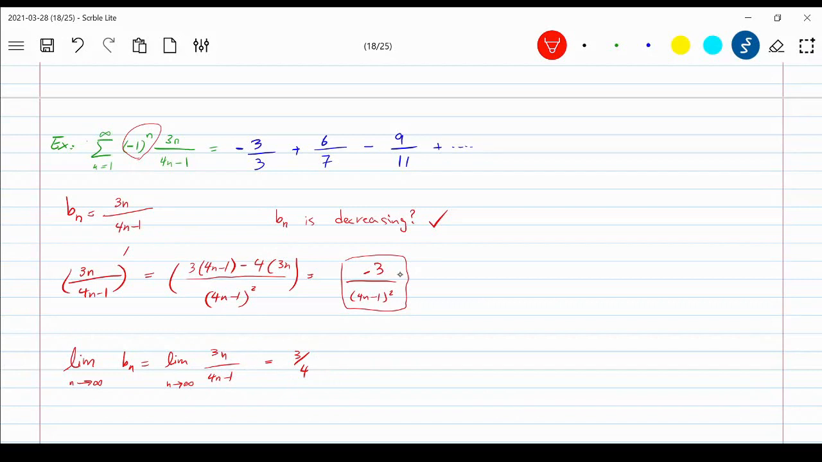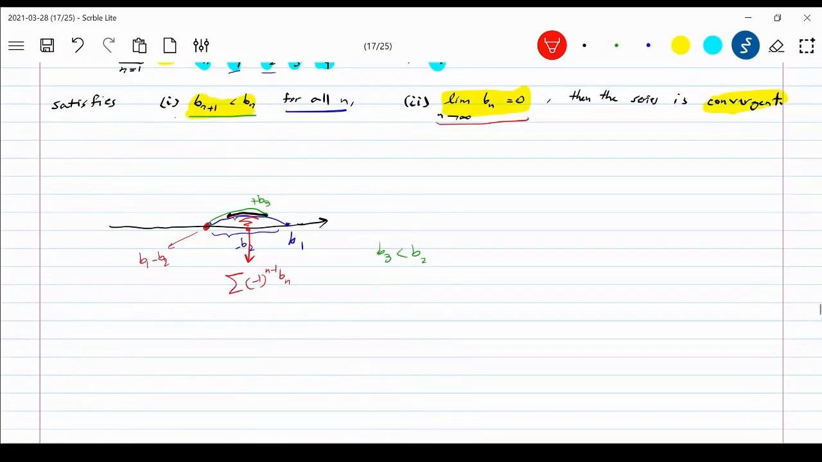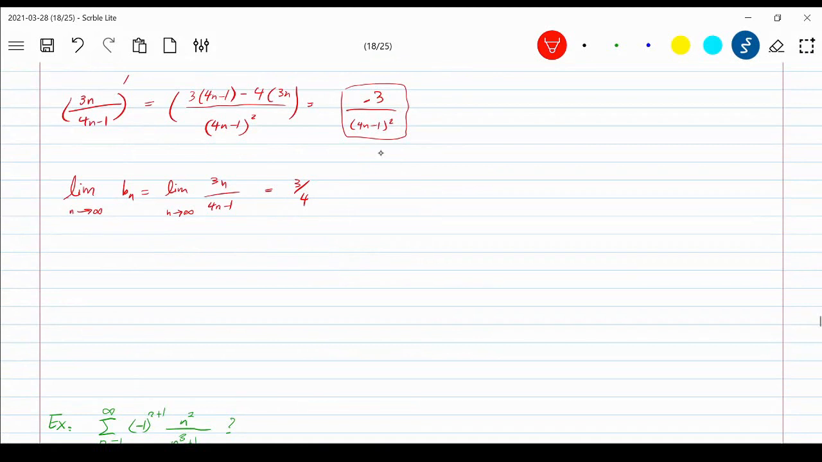So now we satisfy the first condition, that bn is decreasing. We satisfy this, but we didn't satisfy the fact that the limit must be 0, because for the limit we got 3/4. So this condition is not satisfied. If one of the conditions is not satisfied, then you can say the summation of negative 1 to the power n bn is divergent.